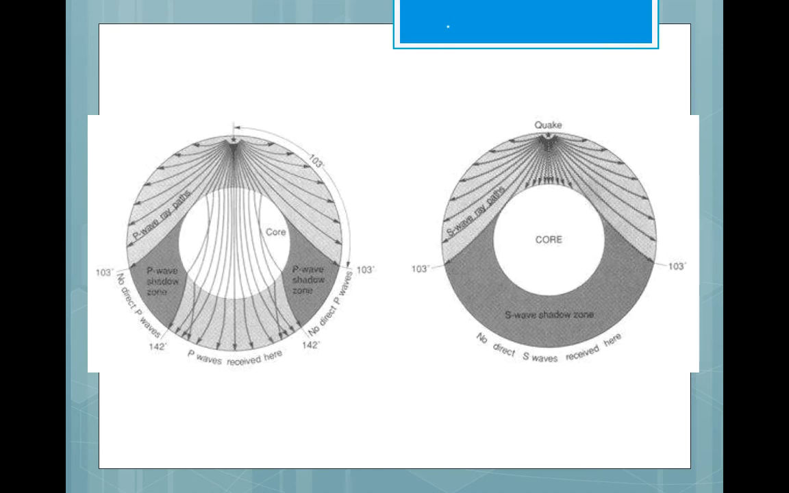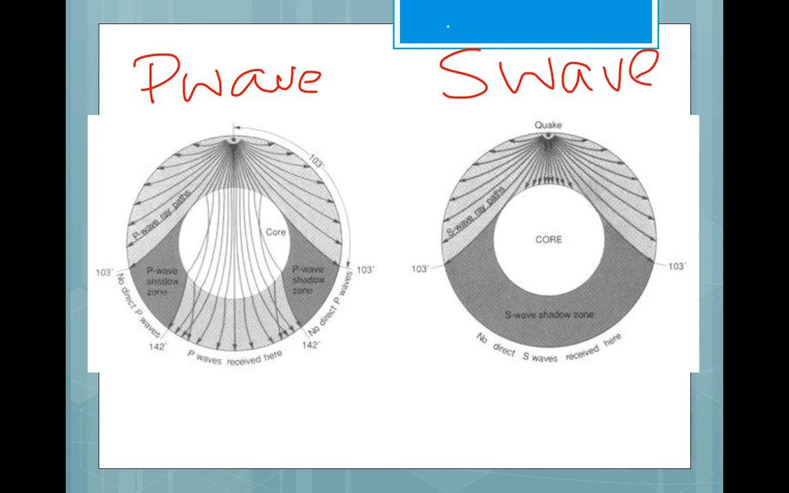So let's look at this image here. This is the shadow zones produced by P waves and by S waves. This one here is the P wave one, and this one here is the S wave. Remember, P wave stands for primary, S wave stands for secondary. Your P waves go through solids and liquids, but what happens at these density differences, at those discontinuities, is you get refraction. So we have some refraction going on here.